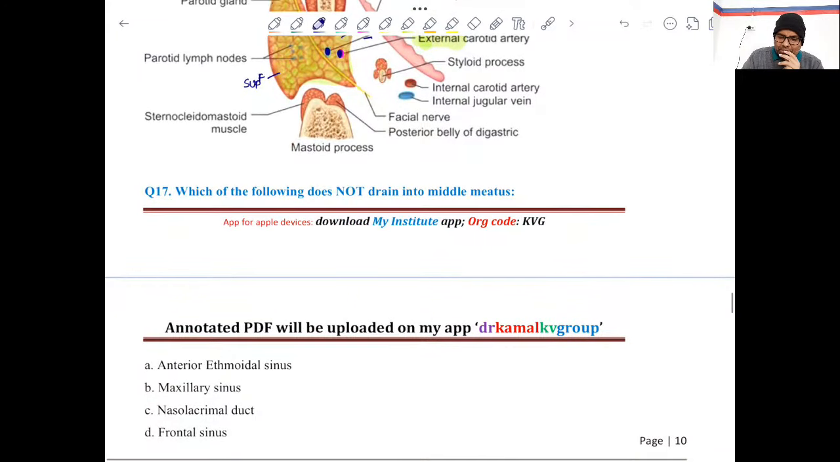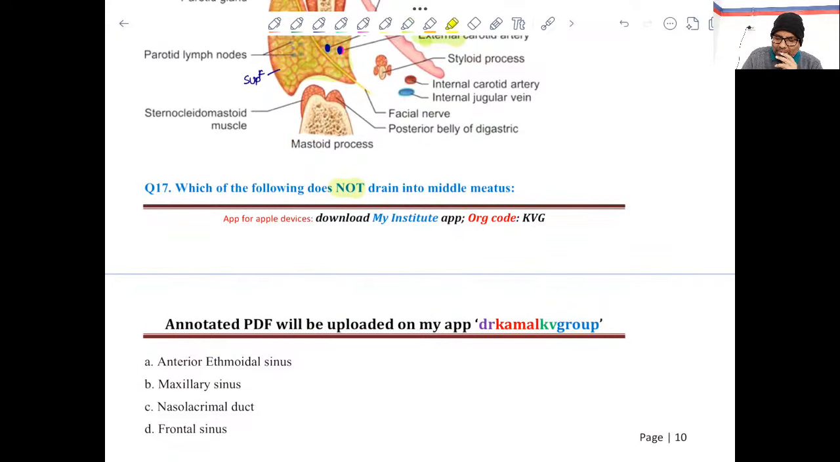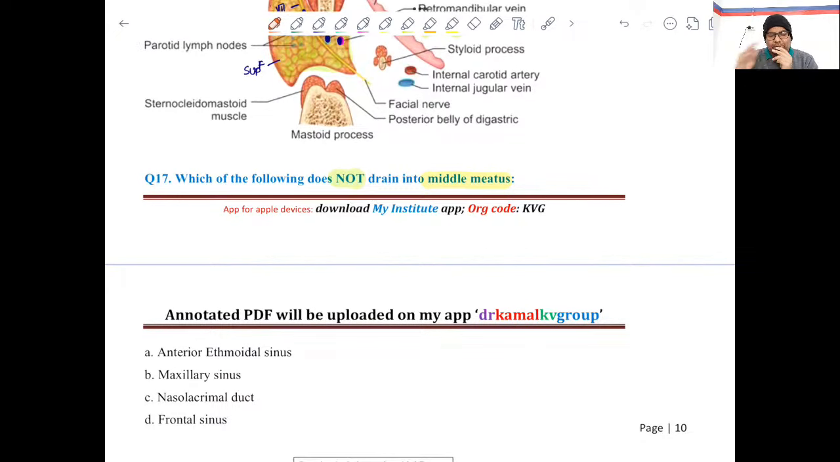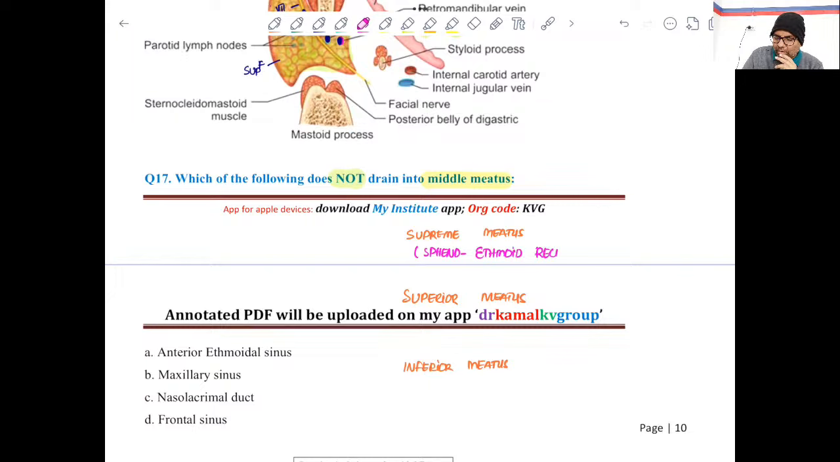Then moving forward, which does not drain into the middle meatus of the lateral wall of the nose. Now here, you can take a few words first, like inferior meatus, then superior meatus and supreme meatus. Now why am I mentioning these? Because these are the ones where there is opening of a single channel. Now the supreme meatus is also known as the sphenoethmoid recess. Clear? So here there is opening of the sphenoid sinus.